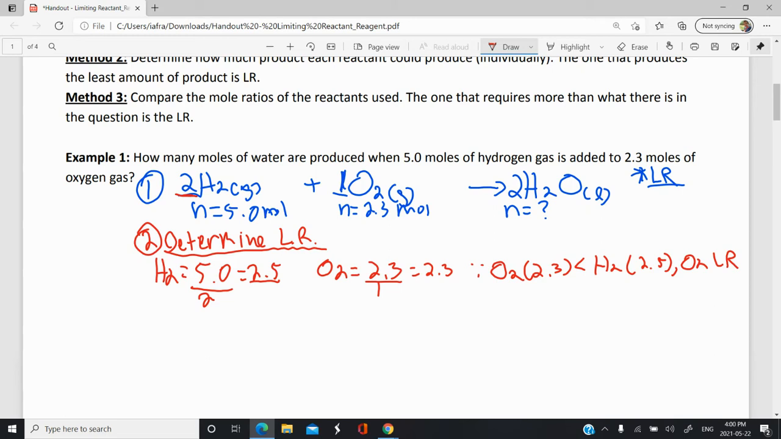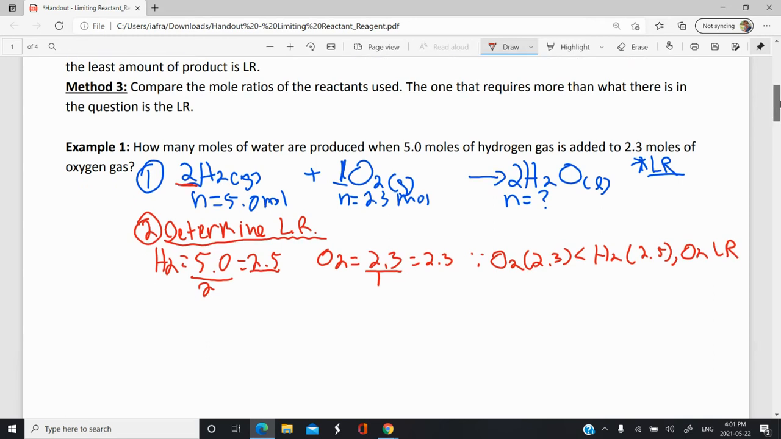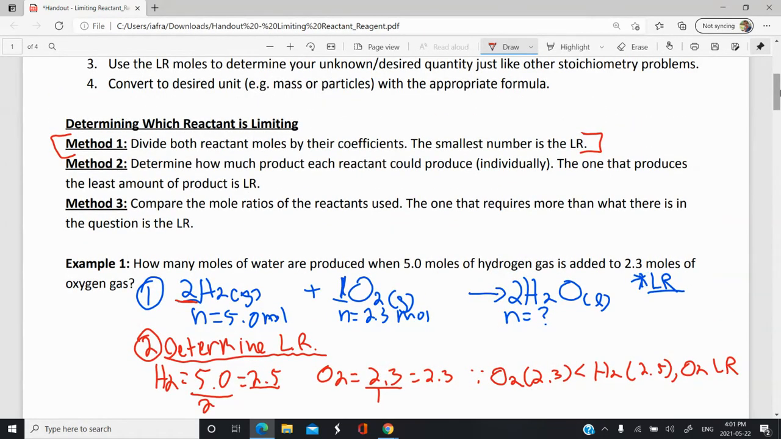So this is one method that you can use to find what your limiting reactant is. Just make sure you take the moles, not the masses, of both reactants, and divide them by their respective coefficients. The smallest one is your limiting reactant. That's method number 1. Let's take a look at method number 2.